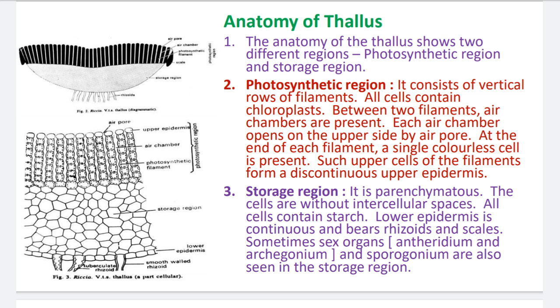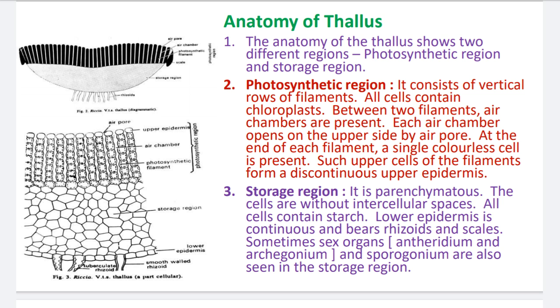Photosynthetic region means this region carries out photosynthesis. Why does it carry out photosynthesis? Because chloroplasts are there. Due to the presence of chloroplasts, this region can synthesize food material. The other region is the storage region. Why is it called the storage region? Due to its function, it can store the food material. So anatomically, the Riccia thallus has two regions, an upper photosynthetic region and a lower storage region.